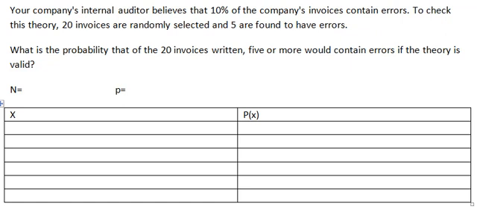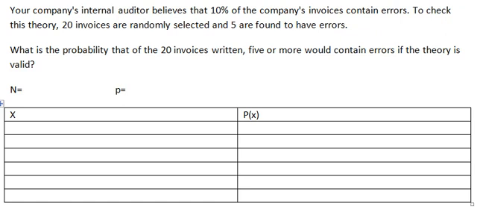Here's the problem. Your company's internal auditor believes that 10% of the company's invoices contain errors. Stop right there. That's a claim. The claim is that 10% contain errors. We don't know if it's true or not. That's just his claim, the company's internal auditor.